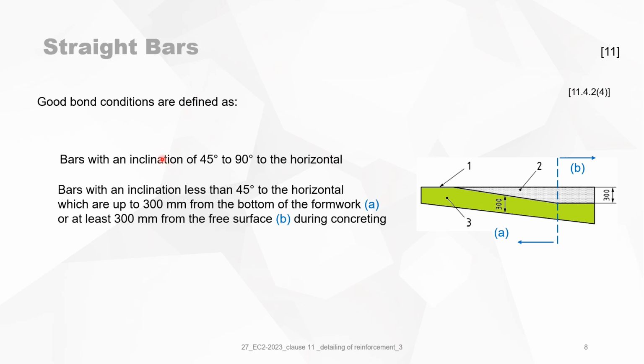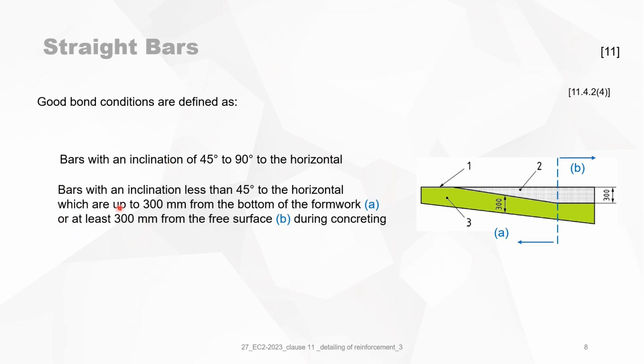Now, we talked about good and poor bond conditions. Good bond conditions are now defined as bars with an inclination of 45 to 90 degrees to the horizontal. Every bar which is inclined 45 to 90 degrees, so it's almost upright, let's put it this way, you can say that this is a good bond condition.